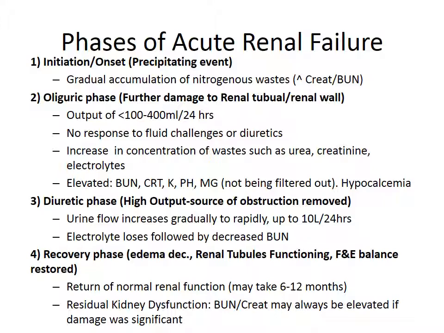The diuretic phase of acute renal failure consists of a high output where the source of obstruction is removed. Urine flow gradually increases and oftentimes rapidly, up to 10 liters in 24 hours. Electrolyte losses are followed by a decrease in BUN.